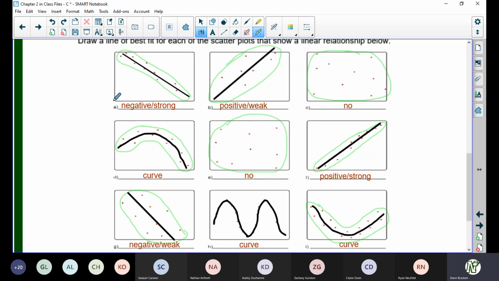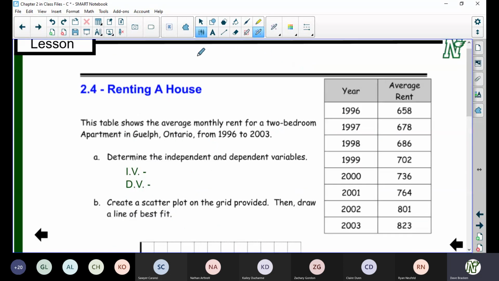Okay, perfect. So here's what we can now do to describe these relationships. We can say how the dots go, the data, so up to the right, down to the right, or they're scattered. You can talk about the relationship as the one increases, the other either increases or decreases or no correlation. And the last way now is correlation, where we can go positive or negative, strong or weak, or no correlation. Okay, so let's turn the page and let's go to this one right here, renting a house.